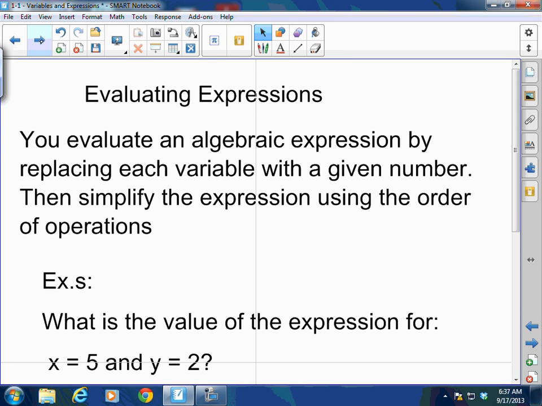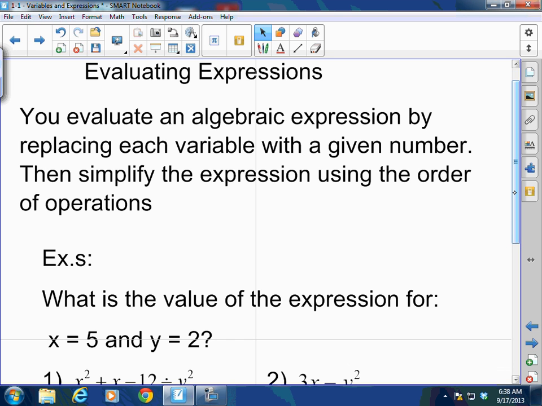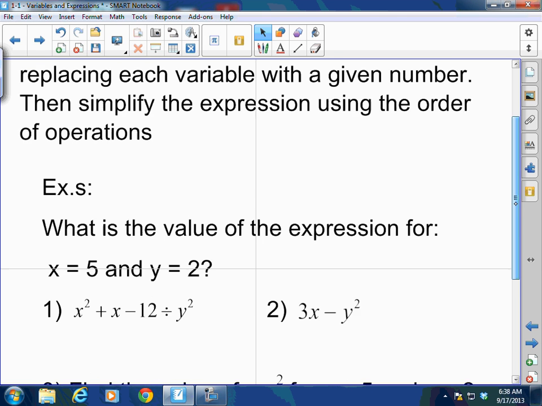Okay. Now that you kind of understand how to write expressions, and you know how to follow the order of operations, let's talk about evaluating expressions again. You evaluate an algebraic expression by replacing each variable with a given number, then simplify the expression by using the order of operations. Very simple.